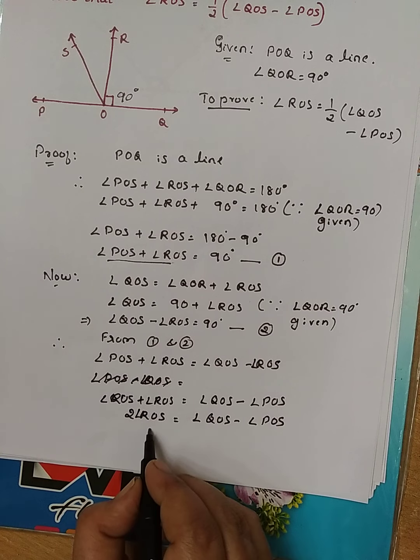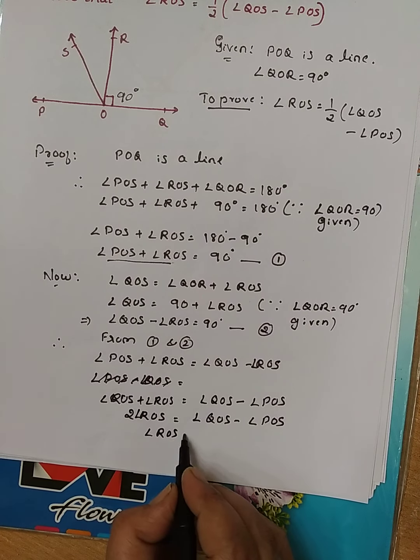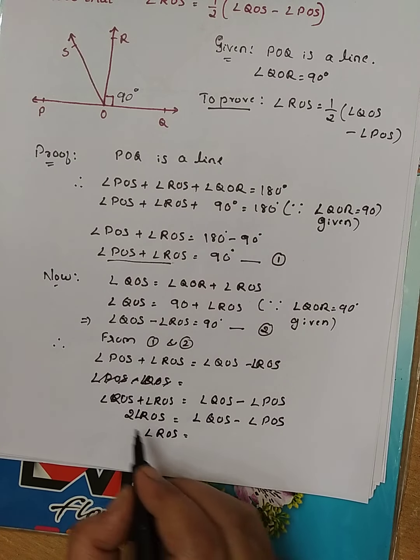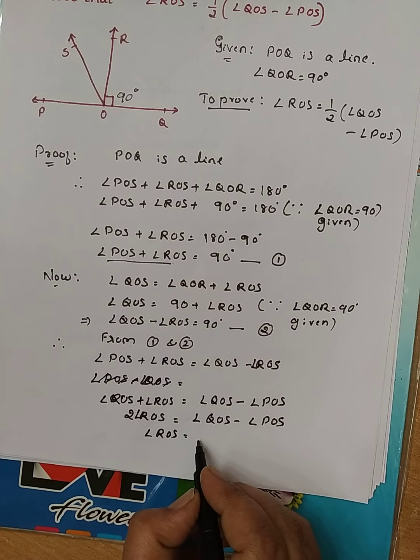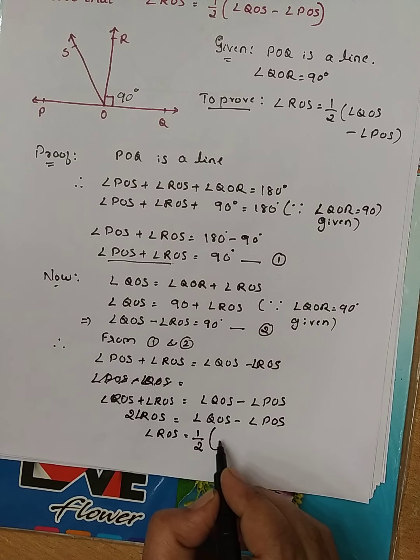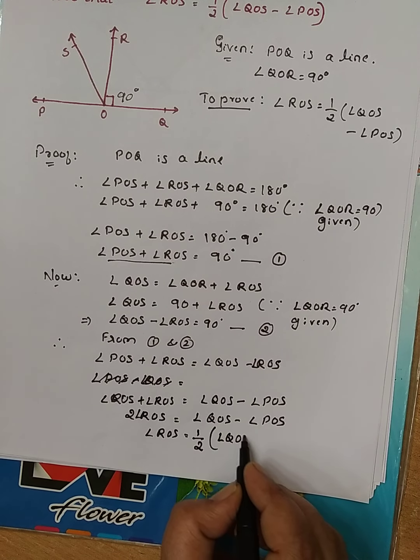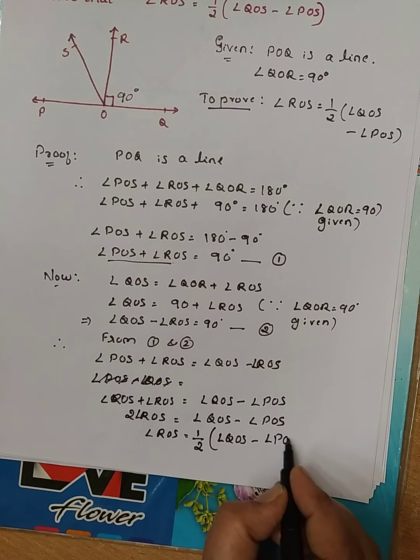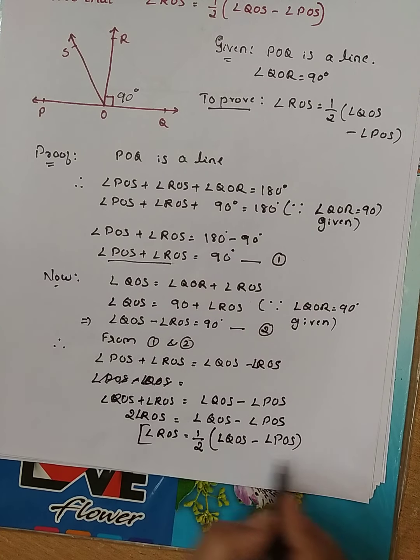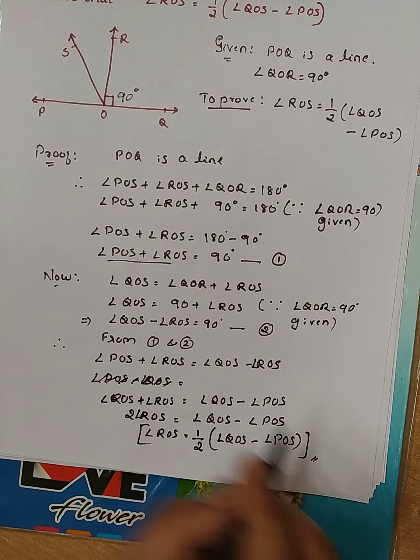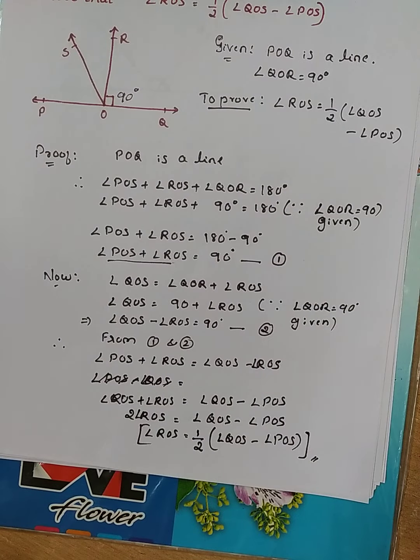That is, angle ROS equals, this is 2 ROS, so when it goes to the denominator on the right-hand side, it becomes 1 by 2. That is angle ROS equals half of angle QOS minus angle POS. We have proved the answer here.